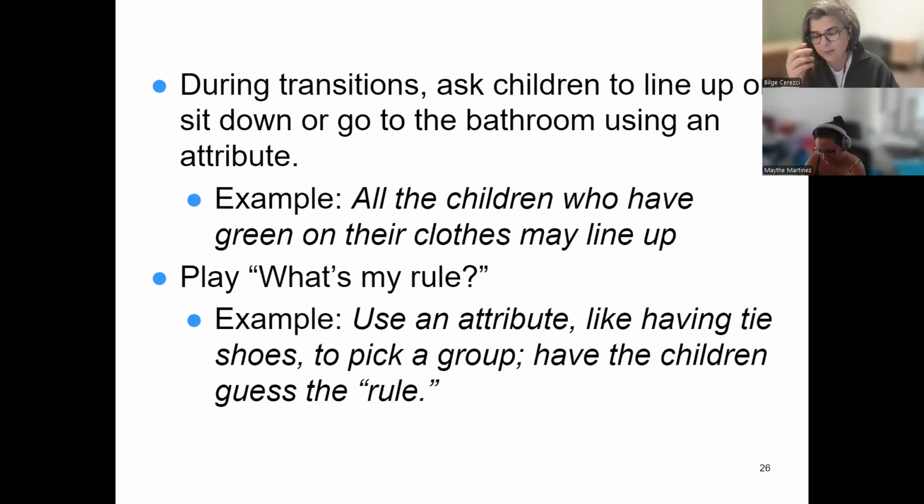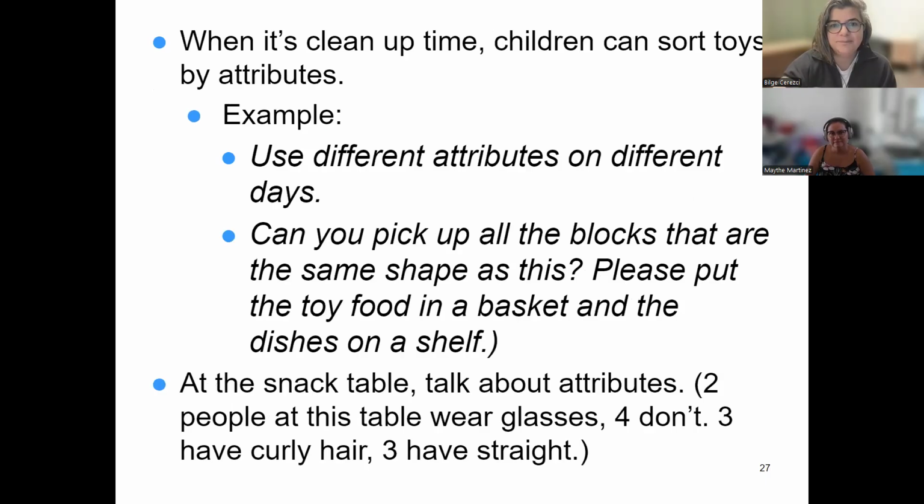You can play games like what's my rule? You can sort a collection and ask children, what is my rule? So you can flip the script too. Instead of asking children to sort things, you sort a collection and ask children, what do you think is my rule? What is the attribute that I used? And see what their answer is. That's always fun too. The kids can also sort while everyone else is not looking, and then the audience needs to guess what the rule is.